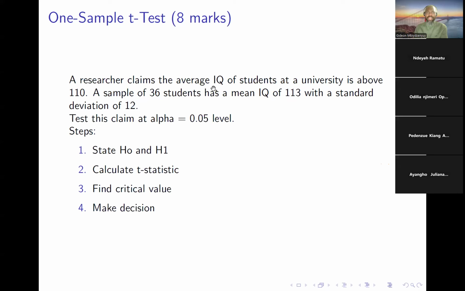The claim that you need to formulate your hypothesis from is the fact that the average IQ has a specific value of 110. Now, we don't have data about the complete population. We have data about a sample of 36 students. So your population is the university, your sample is 36 students, and their average IQ.